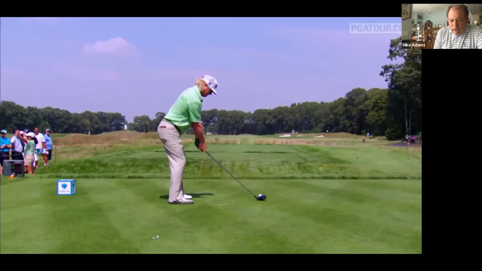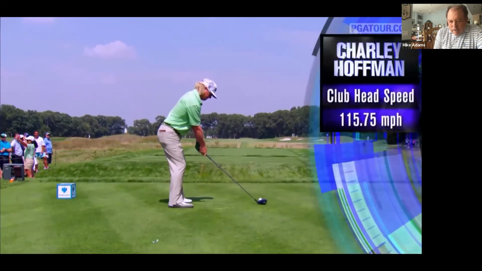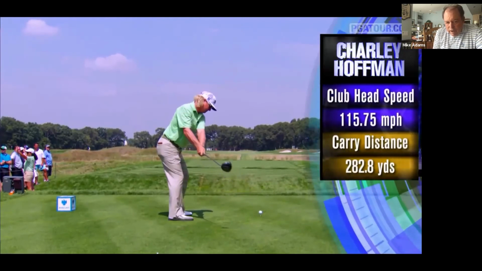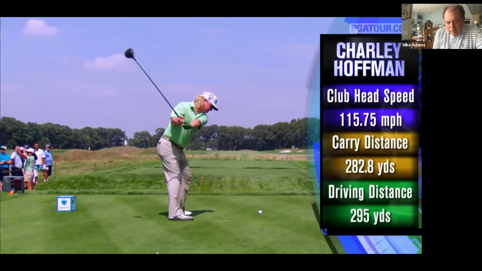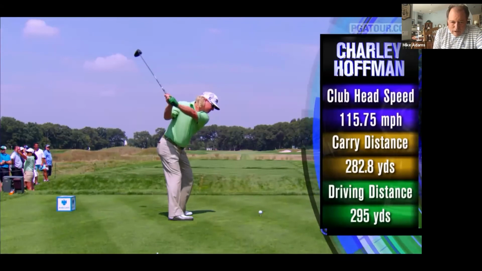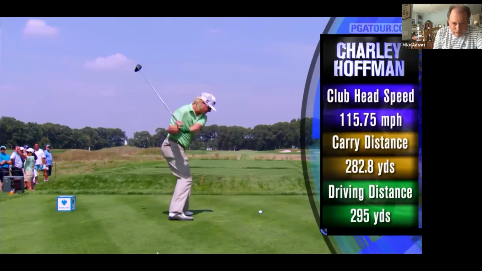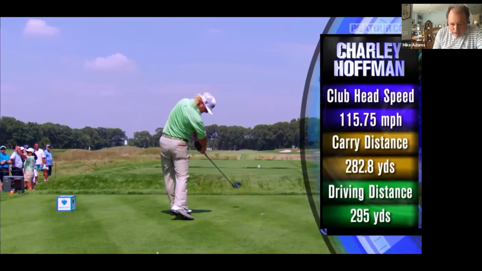Okay, watch Charley. Right hand stays on top. Club goes back outside. Watch the right elbow gets behind the hip and stays behind the hip to hit it. And he's pushing down the entire time.